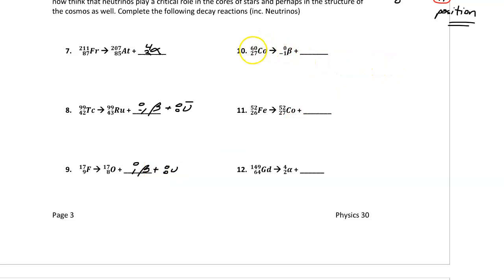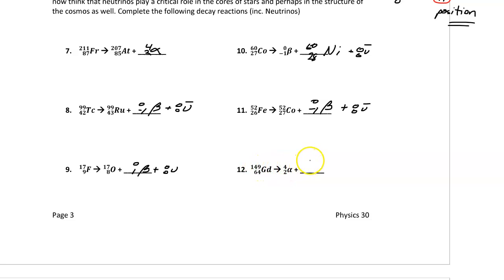Taking a look at number 10, 60 becomes 0 and, well, 60. 27 becomes negative 1 and, well, 28. And so that is going to be nickel. Because this is beta negative decay, we include the antineutrino. 52 becomes 52 and 0. 26 becomes 27 and negative 1. And so that is beta negative, therefore antineutrino.